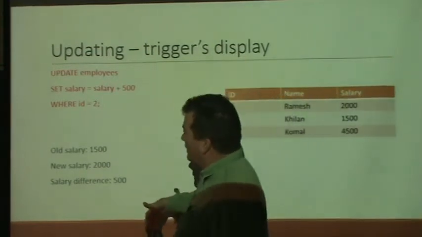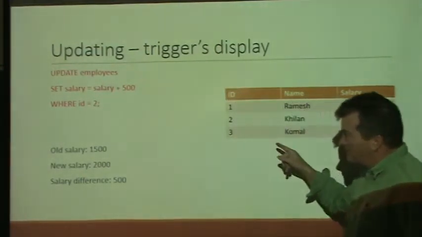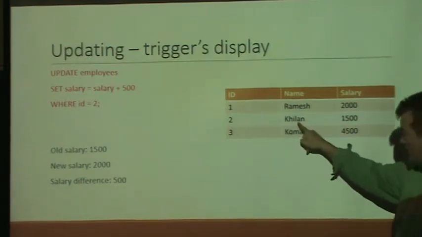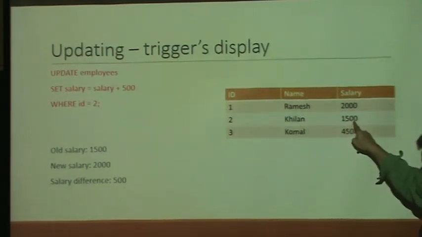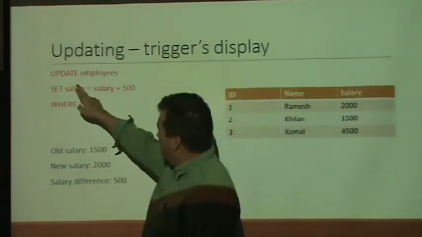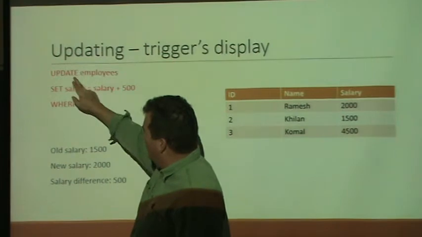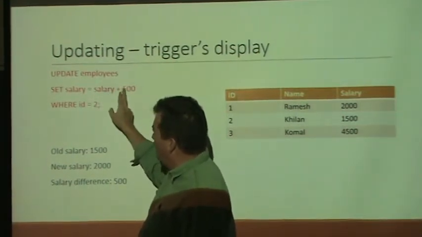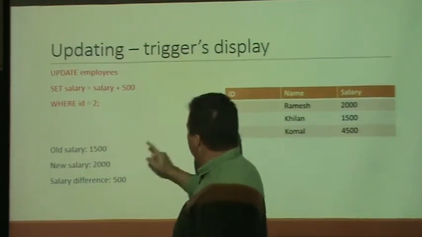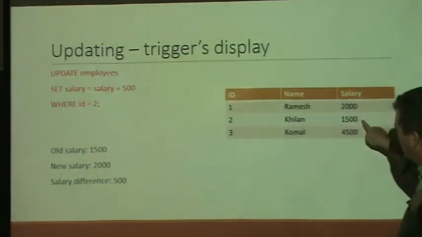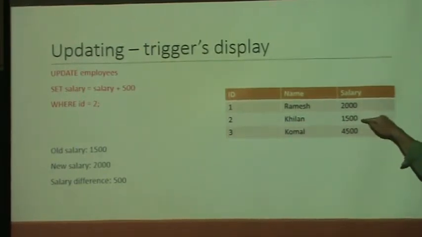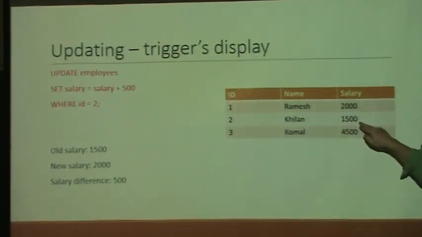So suppose somebody wanted to give a raise to employee number 2. They issued the SQL statement: update employees, set salary equal to salary plus 500, where the ID equals 2. So for this row, take whatever value this is, add 500 to it, and write that value back. So 2,000 would get written here.